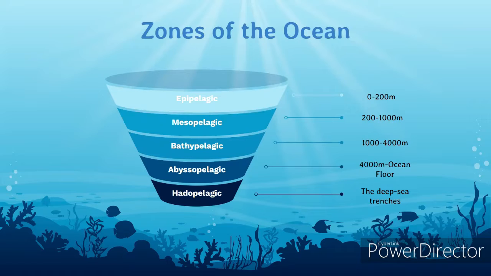So for the zones of the ocean, we have five level zones. We call them epipelagic from 0 to 200 meters, mesopelagic from 200 to 1,000 meters, bathypelagic from 1,000 to 4,000 meters, abyssopelagic from 4,000 meters to the ocean floor, and the lowest level is the deep sea trench called hadopelagic.